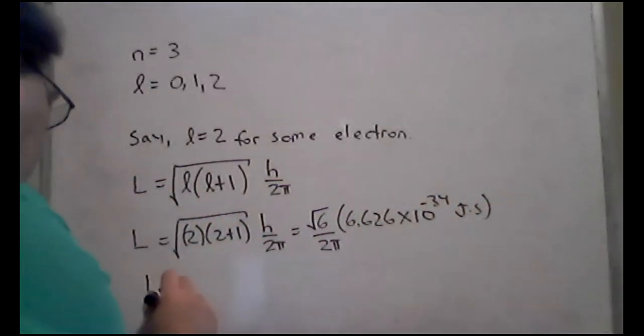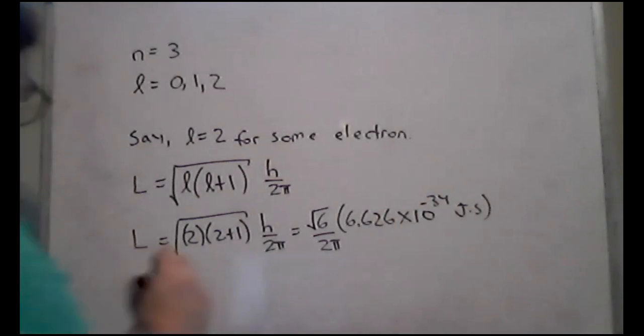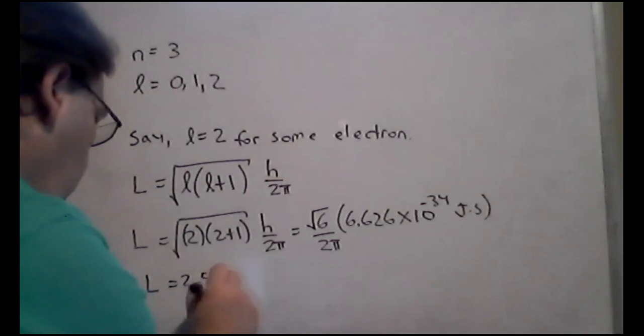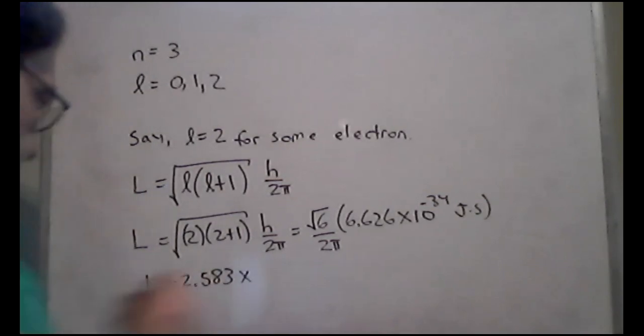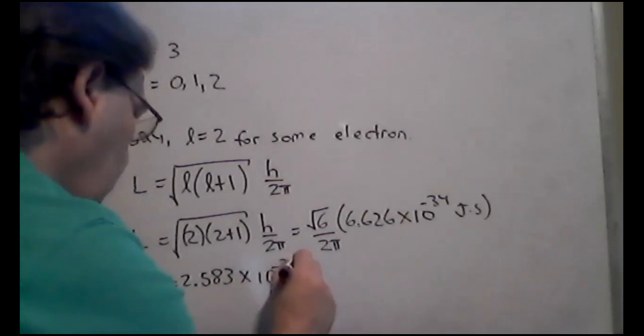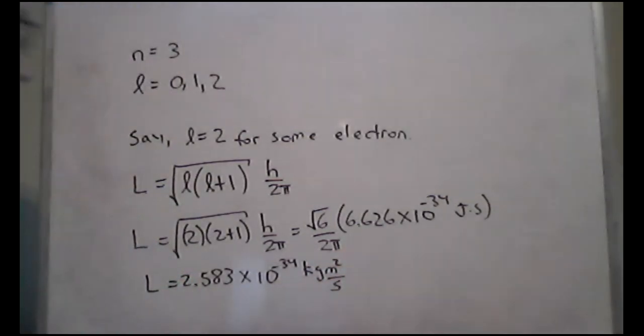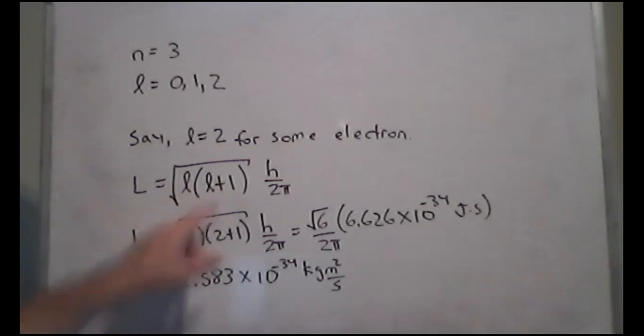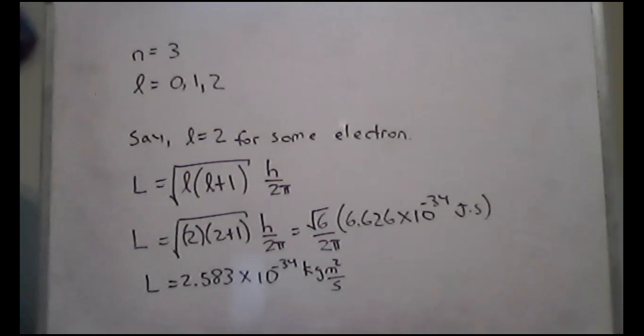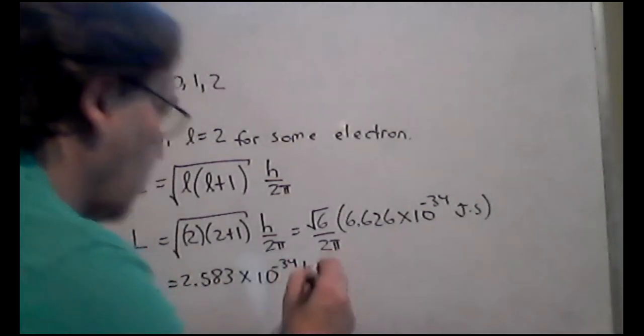When I do that calculation, L for that electron will be 2.583 times 10 to the negative 34 kilograms meters squared per second. So that is an honest to goodness value for the angular momentum of the electron, given that I know it has the solution given by the quantum number l equals 2. And typically, it's a lot easier to refer to an l equals 2 electron than an electron that has 2.583 times 10 to the negative 34 kilograms meters squared per second.